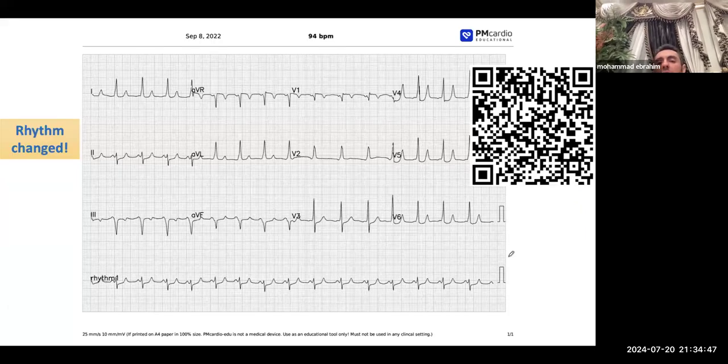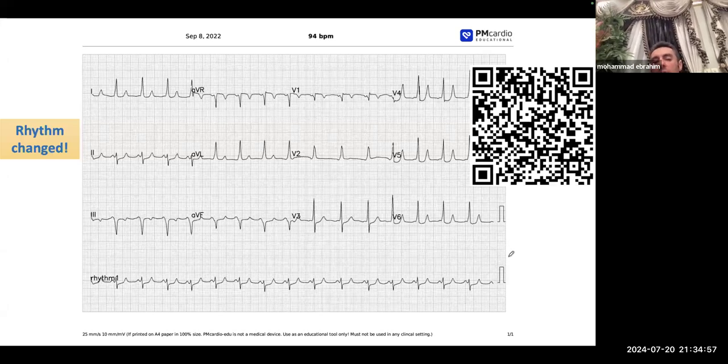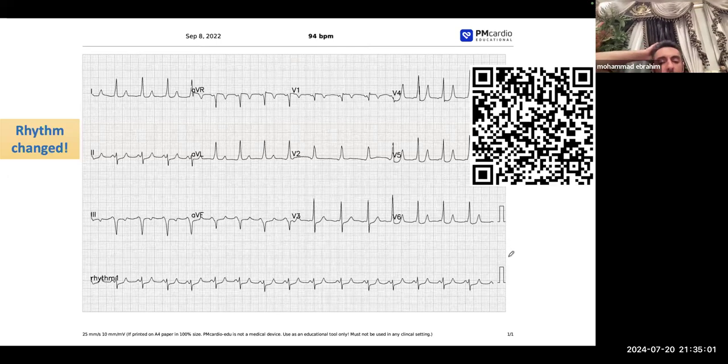What you do instead is usually shock the patient, or you give IV procainamide if the patient is stable, but we don't have IV procainamide in Kuwait. So we shock the patient. Now, post-shock ECG, what do you guys see? Same patient.